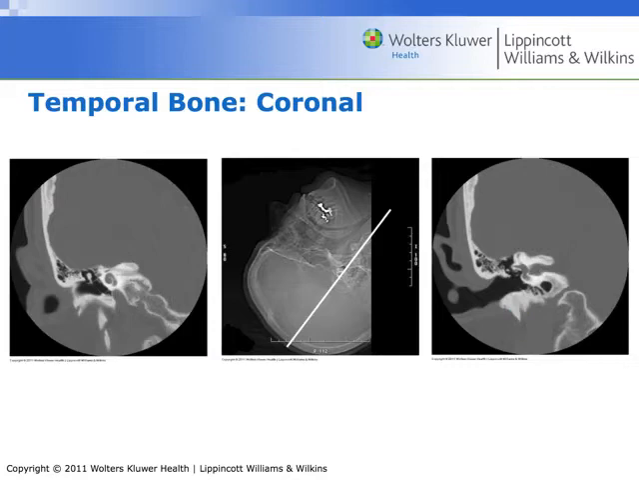Styloid process. Tympanic cavity. It's the oval window.